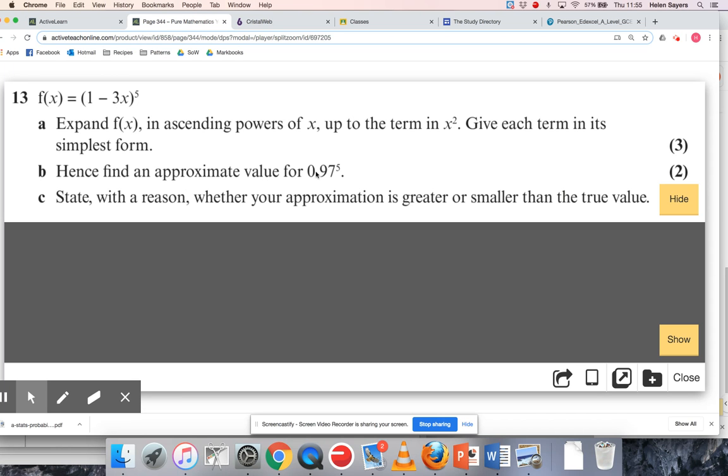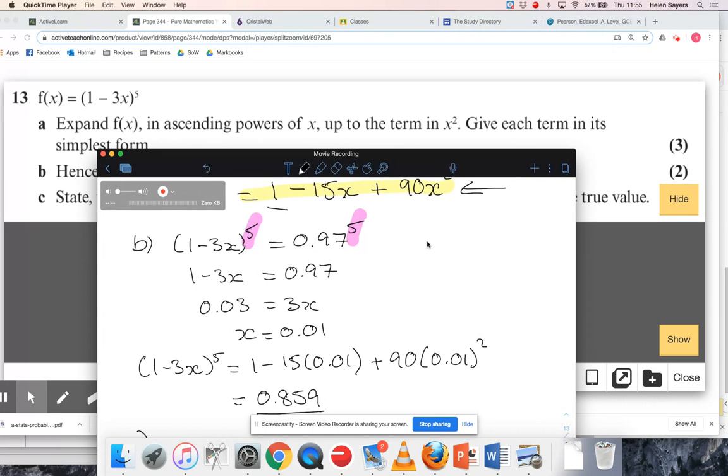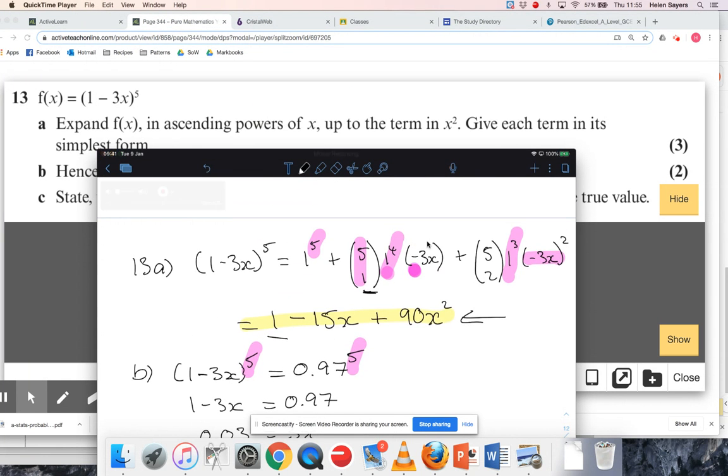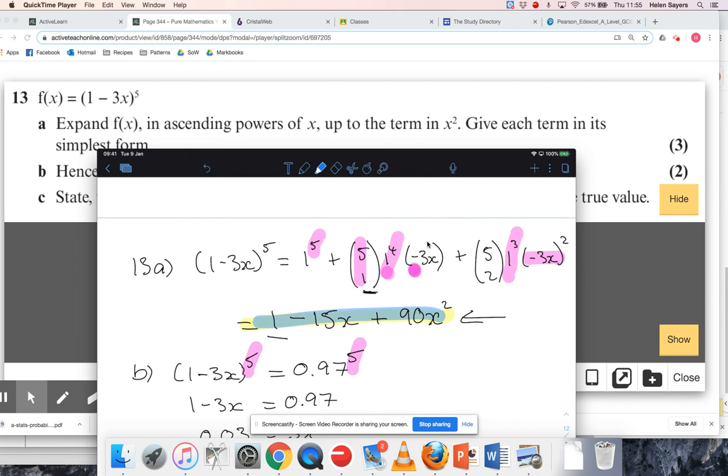State with a reason whether your approximation is greater or smaller than the true value. I can't see on the online textbook how many marks that's worth. So why is our approximation not totally correct? Well, looking back at this line here, we only went up to the x squared term. So that's why it's not totally accurate. If we did it all the way up to the x to the 5 term, it would give us the complete right answer.